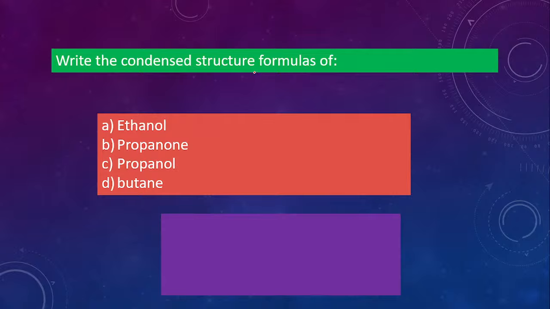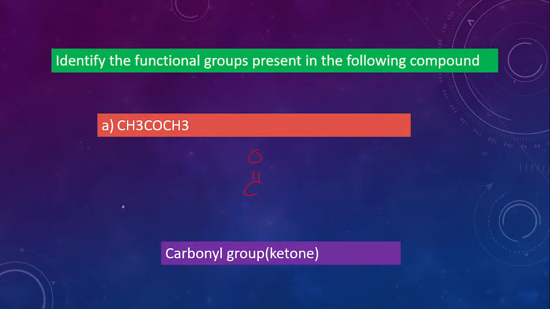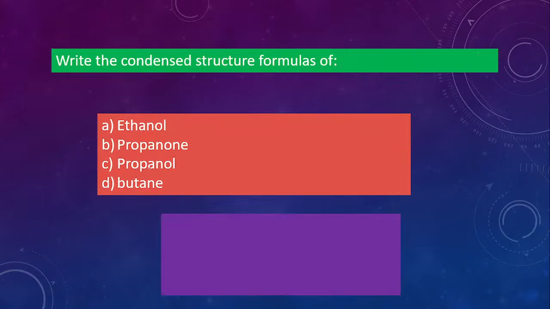Now write the condensed structural formula of ethanol, propanone, propanol, butane. You have to write the condensed structure. Condensed structure means the short form, like CH3CH2. This is a condensed structure, not the structural one. So the formula of ethanol, propanone, propanol, butane.